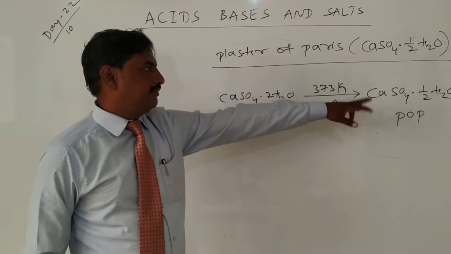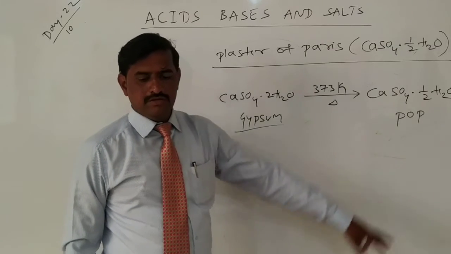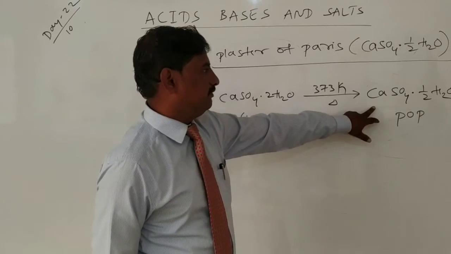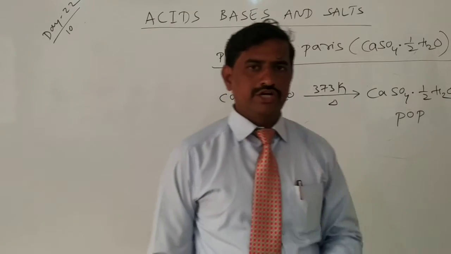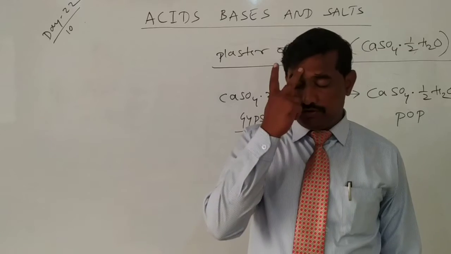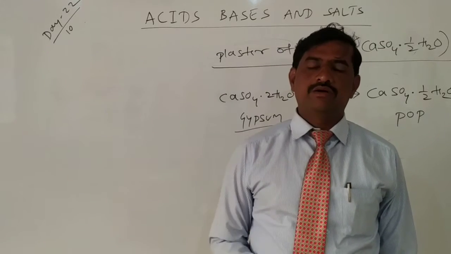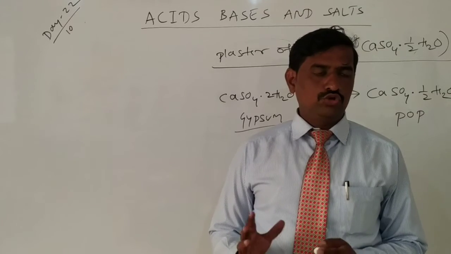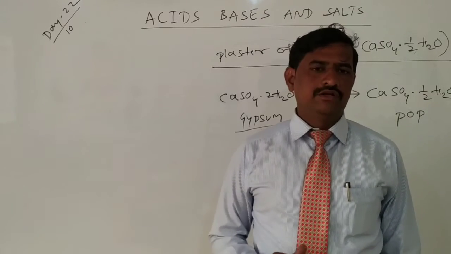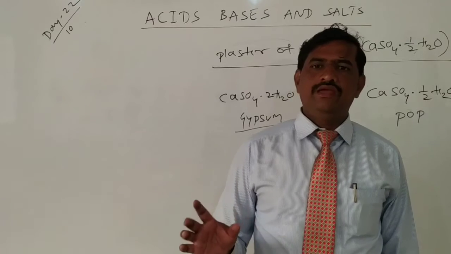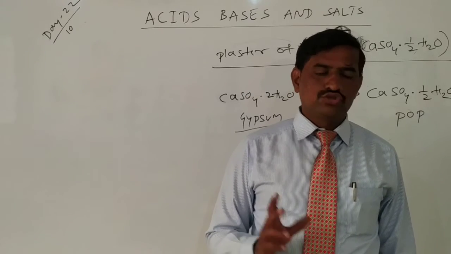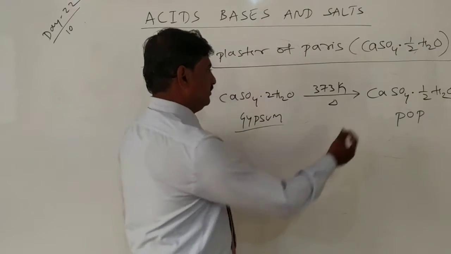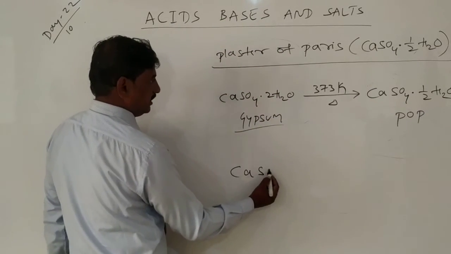Okay, Plaster of Paris, and this is again a reversible process. When we keep the Plaster of Paris in moisture, it absorbs water from the atmosphere, and again it will become hard. That is gypsum. So that's why Plaster of Paris is stored in a moisture-proof container. The question will be asked like this: why is Plaster of Paris stored in a moisture-proof container? Explain. Because this reaction is a reversible reaction.